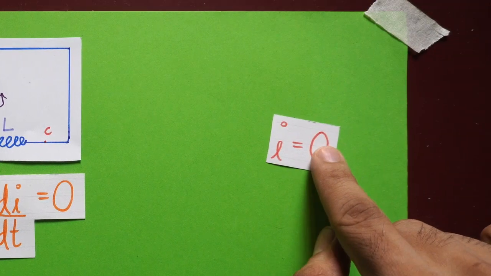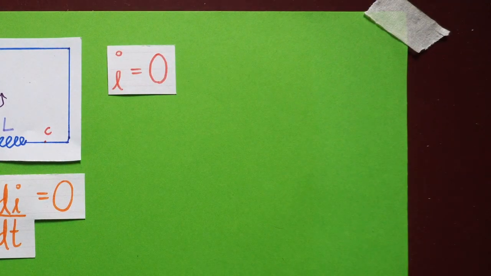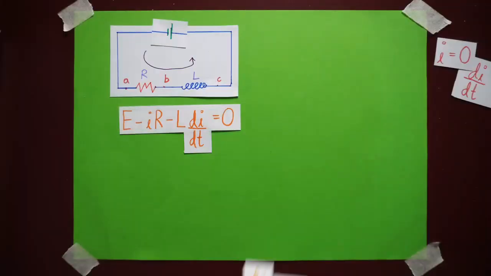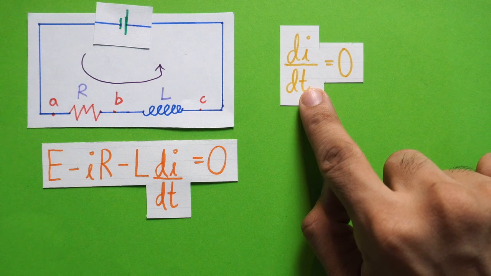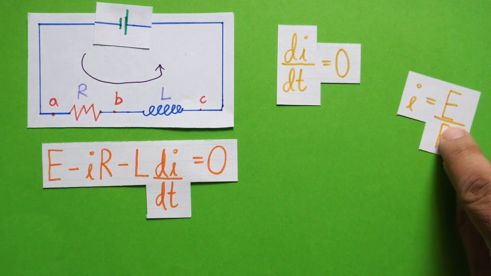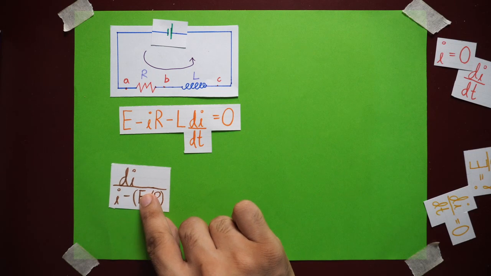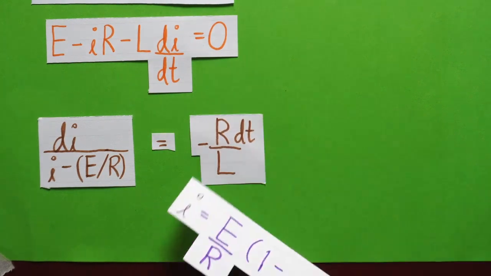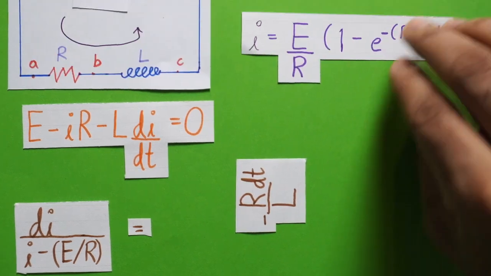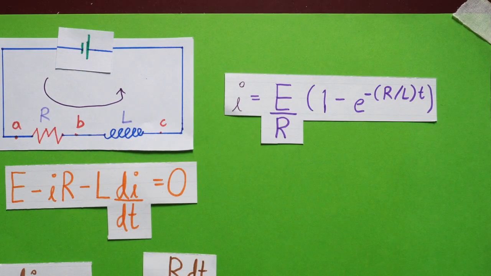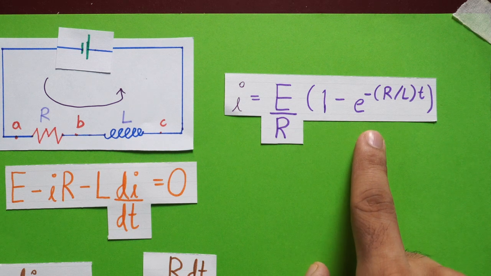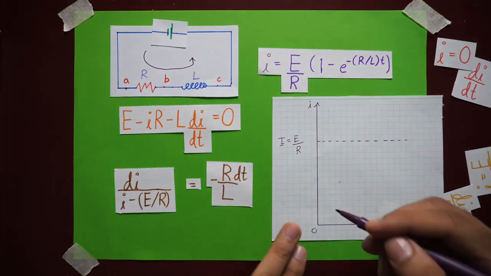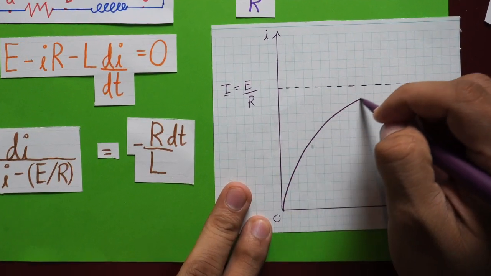In the beginning, when the current I equals 0, the change of current is at its maximum, which is E over L. But at steady state, when the change of current is equal to 0, we have I equal to E over R. We rearrange this above equation to get this particular equation. After solving and integrating, we get I equals E over R times 1 minus e raised to minus R over L t. When we plot this over a graph, our graph will look something like this.